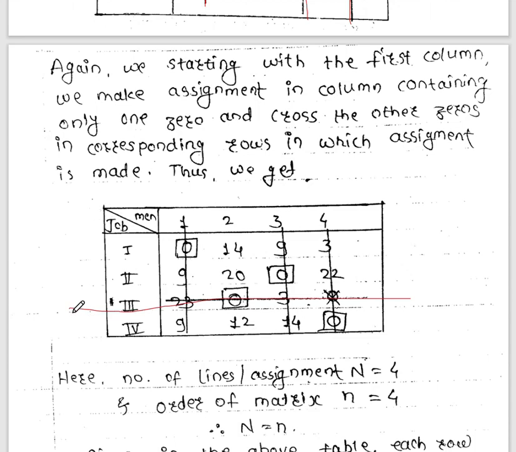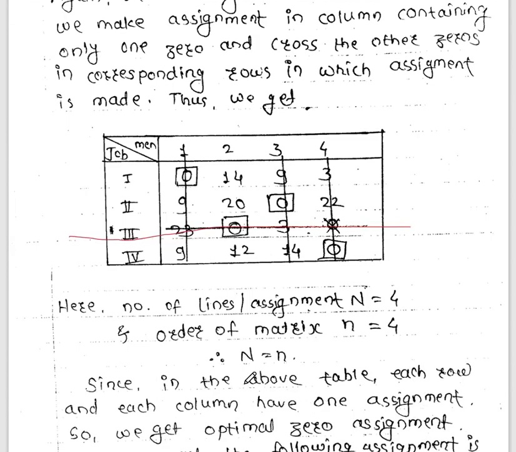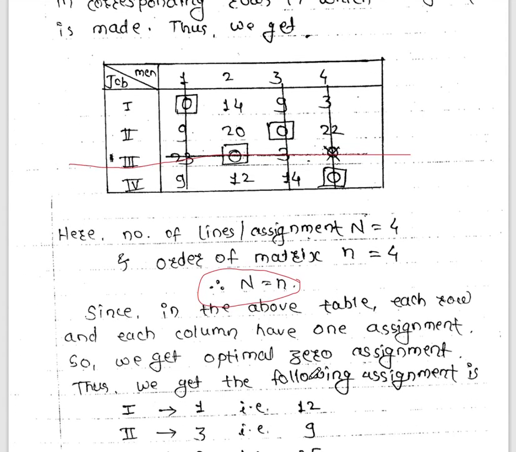Okay, now we will check the number of lines that is 4 and the order of the matrix that is 4. So therefore we can say that capital N equals small n. Okay, so this condition is satisfied. Okay, so therefore we can find out the minimum assignment, the optimal solution of the minimal assignment problem. Since in the above table each row and each column has one assignment, we get the optimal 0 assignment. So thus we get the following assignment. Okay, so therefore find out the assignment of this table.